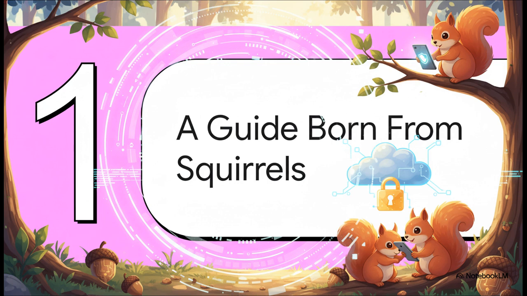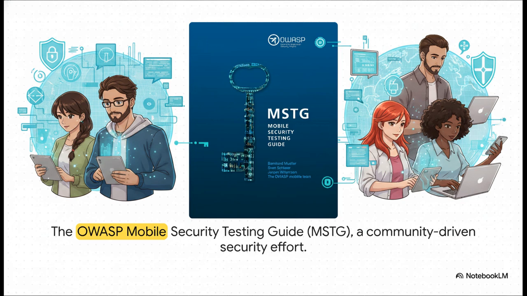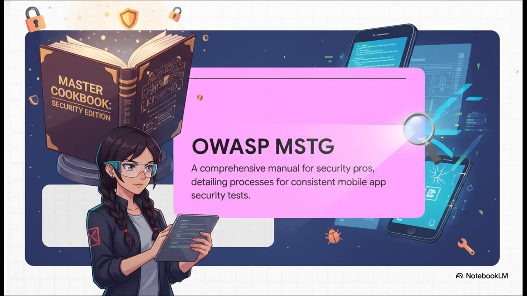Well, as it turns out, that quirky little meeting in the woods was actually the beginning of something really, really important. That meeting led to the creation of this, the OWASP Mobile Security Testing Guide, or as the pros call it, the MSTG. This thing is a massive community-driven project. We're talking dozens and dozens of authors and reviewers from all over the world, all working together to define what mobile security truly is.